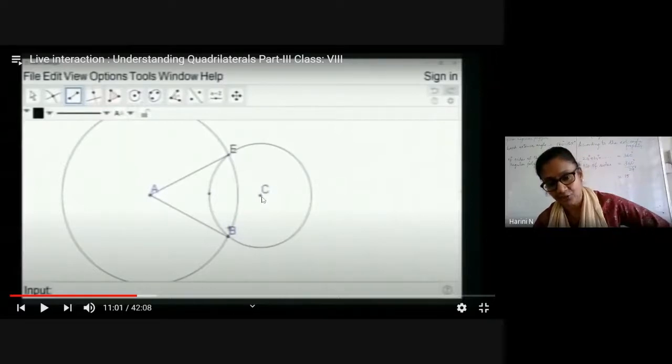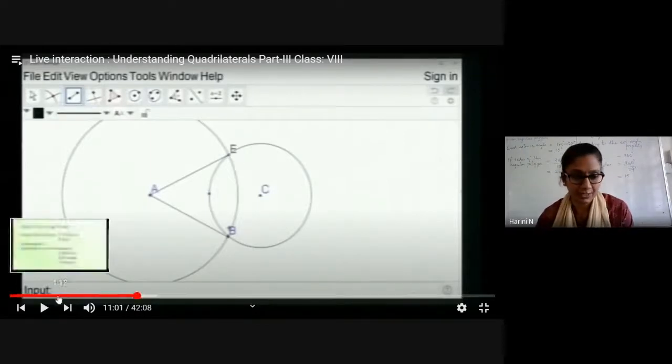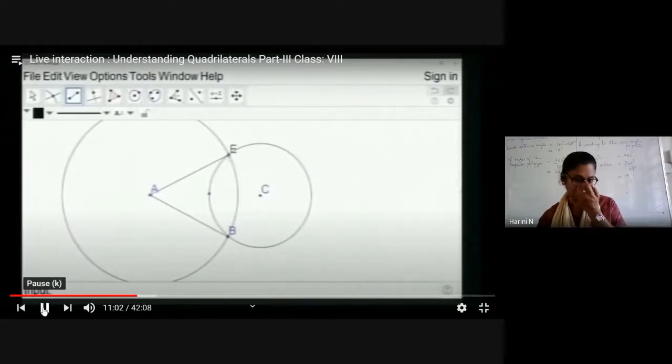Why? Because C is the center of the smaller circle and E is a point on the smaller circle. This point E is common between the larger circle and the smaller circle because that is the point of intersection between the two circles. Similarly, B is lying on the big circle and it is lying on the small circle also. So when I join the CE and CB, I am going to get the two radii of the smaller circle. And because they are the radii of the same circle, they will be equal. So that's how I'm going to continue. Just listen. Then E, C, and then C, B.